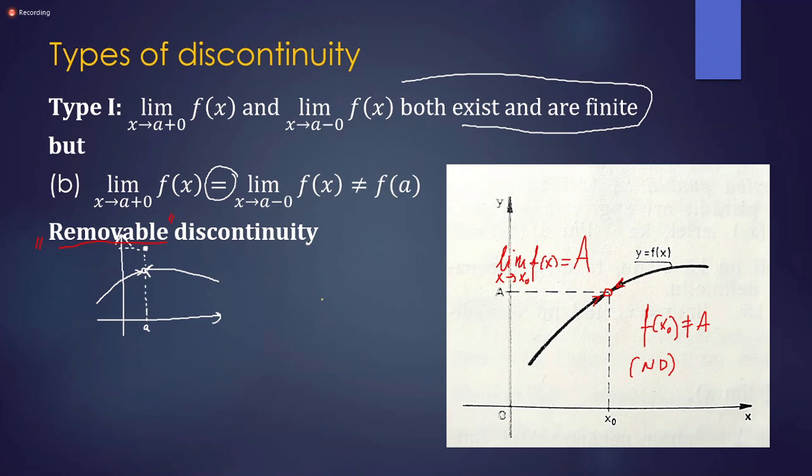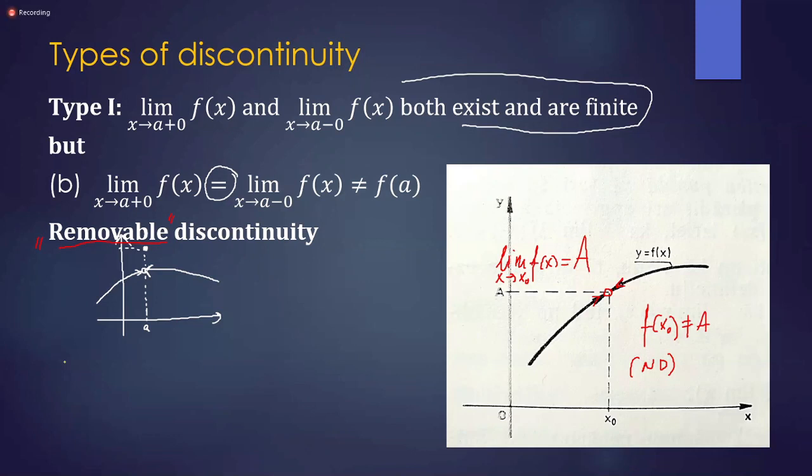So these two, both type 1 discontinuities, involve finite values of the function. The limits are finite, one-sided limits.